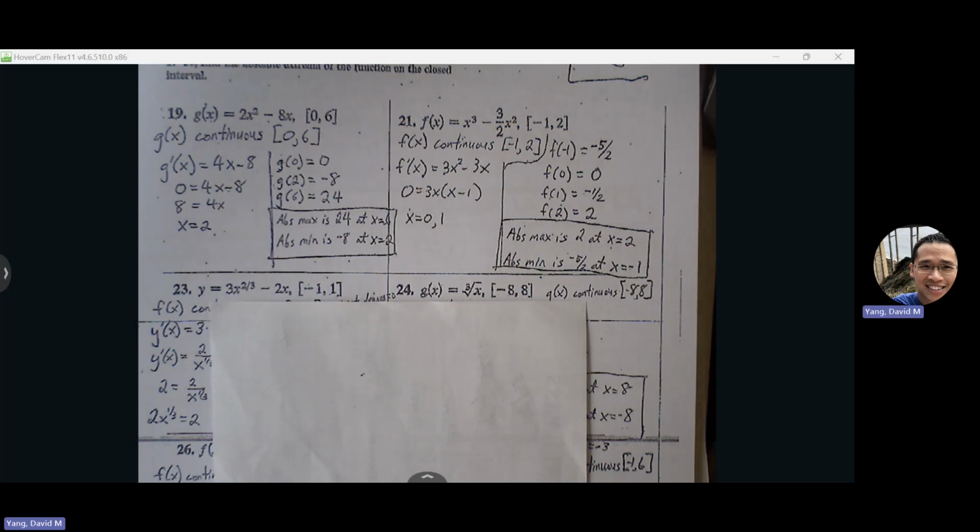21 is another polynomial, so no issues with continuity, but you have to get into the habit of establishing that statement as part of your justification. And I just want to keep reminding us that just because you find critical points doesn't mean that they're going to be valid. So make sure that whatever critical points you find, you're always comparing them against the endpoints before you commit to using them as valid candidates.